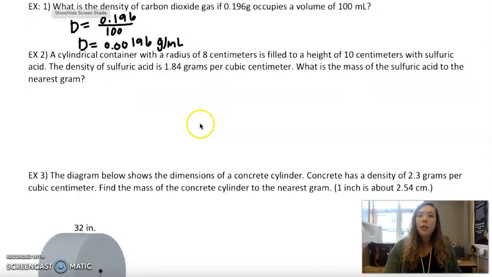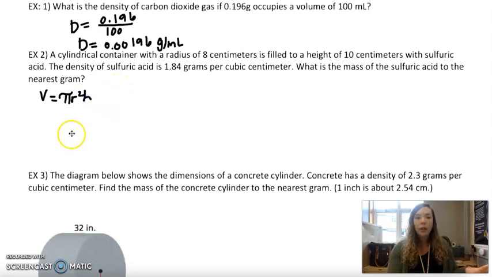All right, a cylindrical container with a radius of 8 centimeters is filled to a height of 10 centimeters with sulfuric acid. So let's go ahead and use that information to find our volume. For volume of a cylinder, we have pi r squared times height, which we've learned earlier in our notes. So we would want to use 8 squared times 10, or 640 pi, and we'll go ahead and leave it in exact form for now.